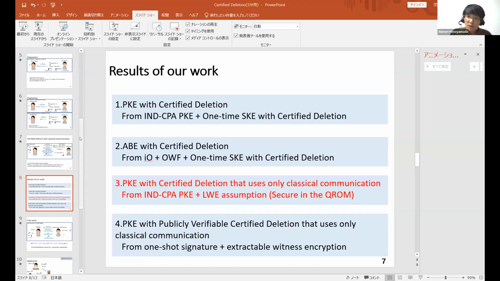And the next talk is "Quantum Encryption with Certified Deletion, Revisited: Public Key, Attribute-Based, and Classical Communication" by Taiga Hiroka, Tomoyuki Morimae, Ryo Nishimaki, and Takashi Yamakawa. And Taiga Hiroka will give the talk.